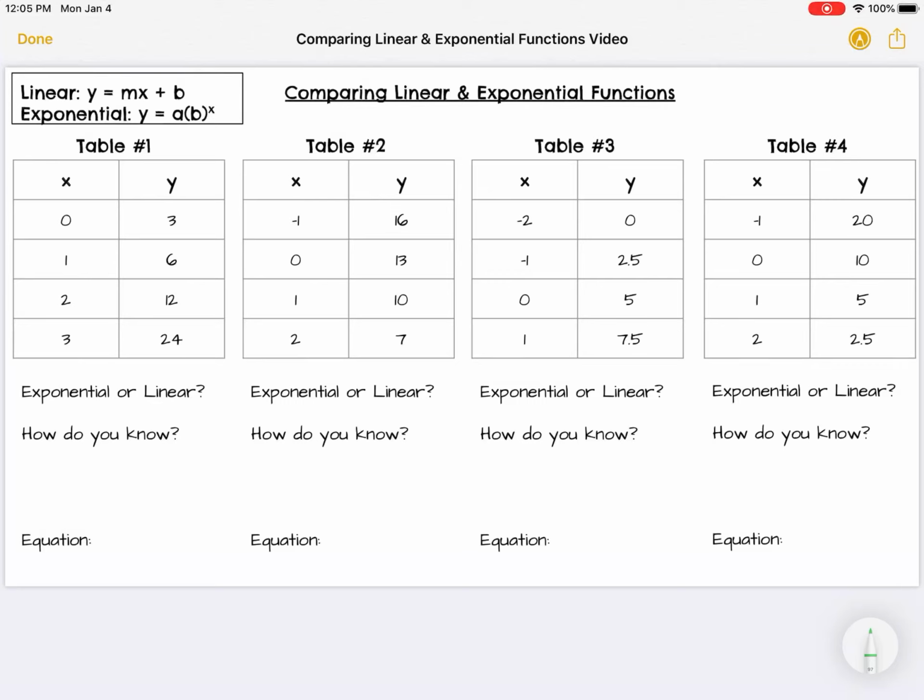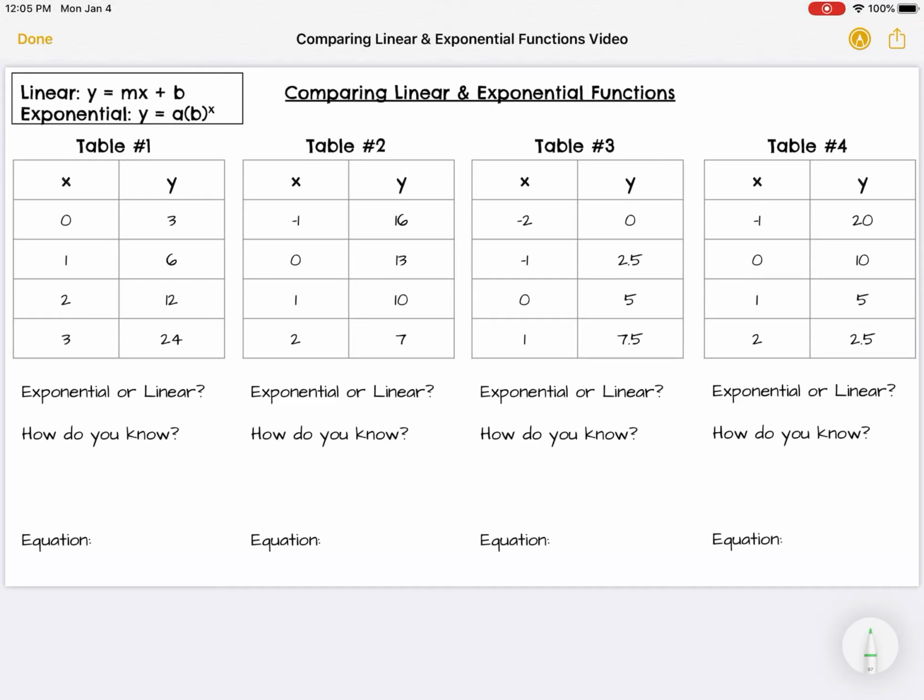Hi, Algebra 1. In this video, we're going to be going over how to determine whether a table is representing a linear function or an exponential function. And then we're going to practice writing an equation based on the table. So I'm going to start with table number 1 all the way on the left.